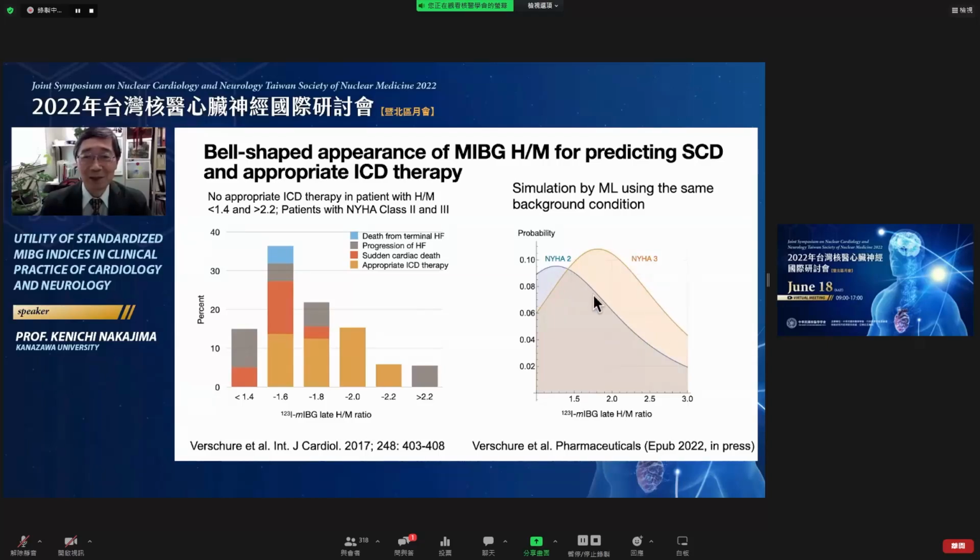This is NYHA class 3 predicted, and this is NYHA class 3. This is class 2. So we can note a very similar relationship between this one and the prediction. This sort of simulation might be done by machine learning, but we need to be careful about future applications.